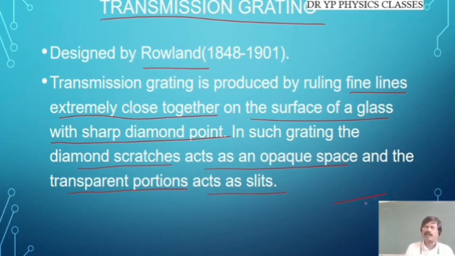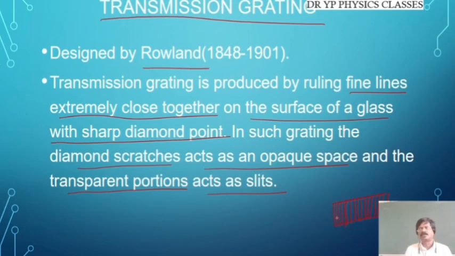So, you take a plate of glass, and using a diamond, draw a number of very close lines. This serves as a grating. Wherever the line is drawn, that serves as an opaque region, and the gap between two opaque lines serves as a transmission region, a transparent portion. The space between the two lines is going to be like a slit.